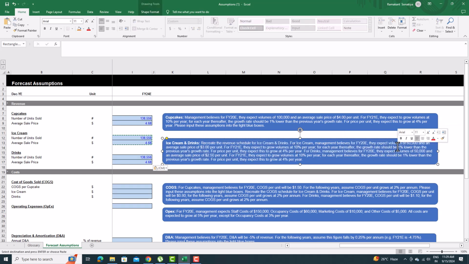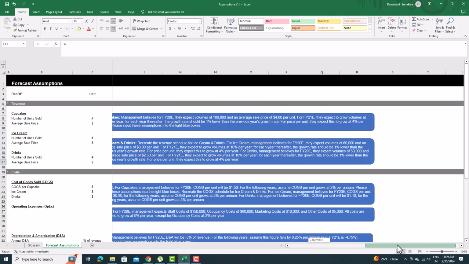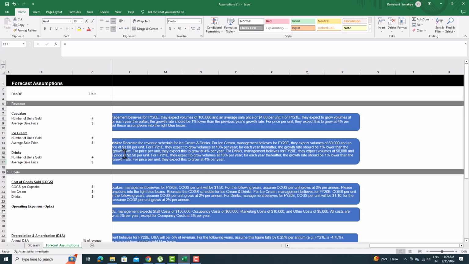For ice cream, management believes for FY20E, they expect volumes of 60,000 and an average sale price of $3 per unit. For drinks, management believes for FY20E, they expect volumes of 50,000 and an average sale price of $2.50 per unit.